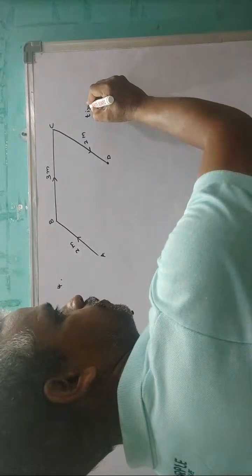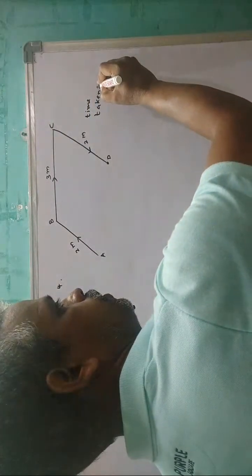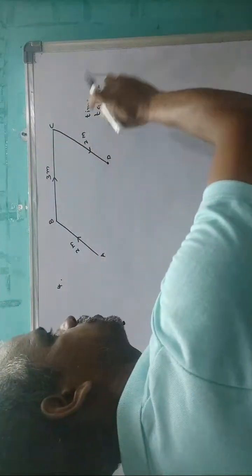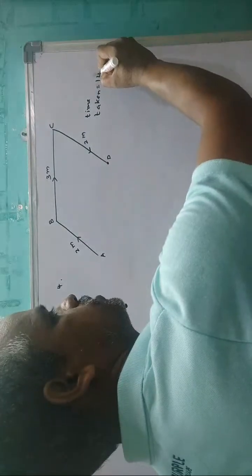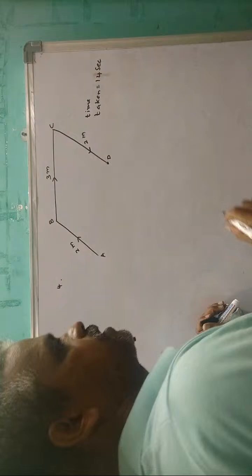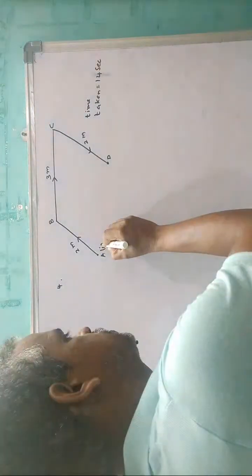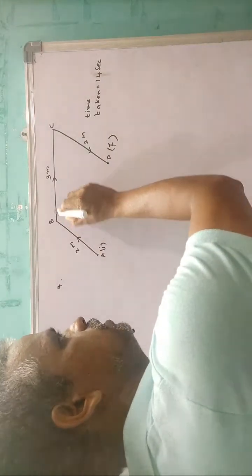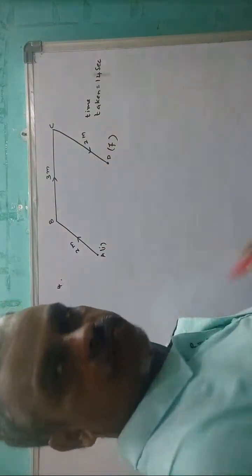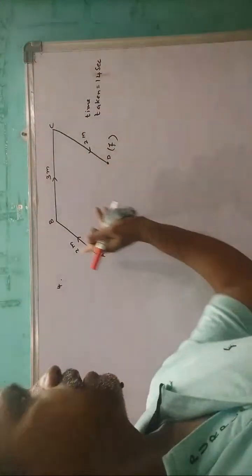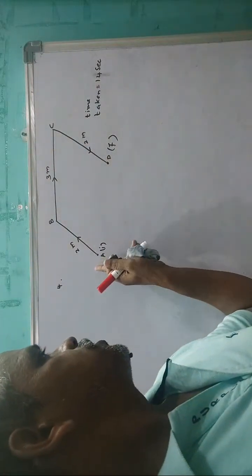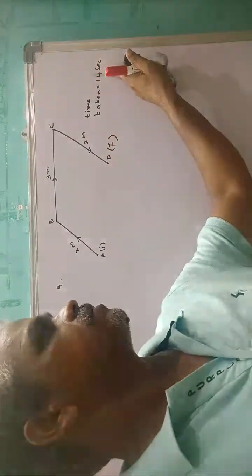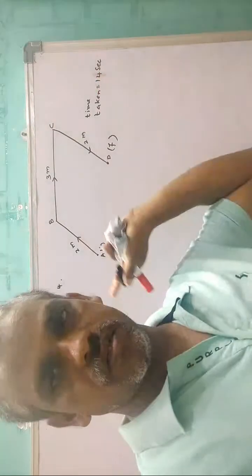Total time taken is equal to 2 plus 3, 5, 7, 14 seconds. Time taken is 14 seconds. This is the initial, this is the final position. The particle starts from A, crosses B and C, and finally reaches D. The particle starts from A, that is the initial point, and reaches D, that is the final point. Now how much time has it taken? The particle has taken only 14 seconds.